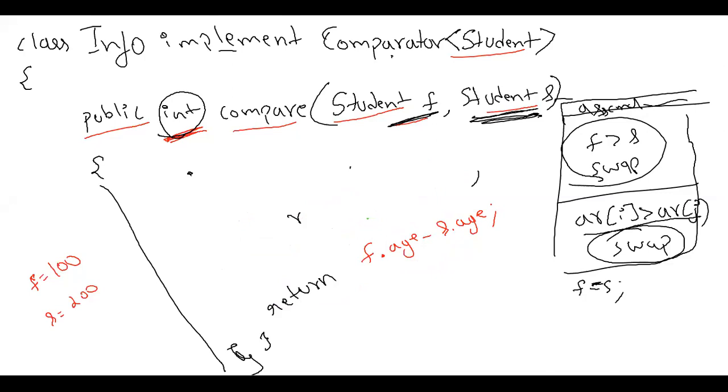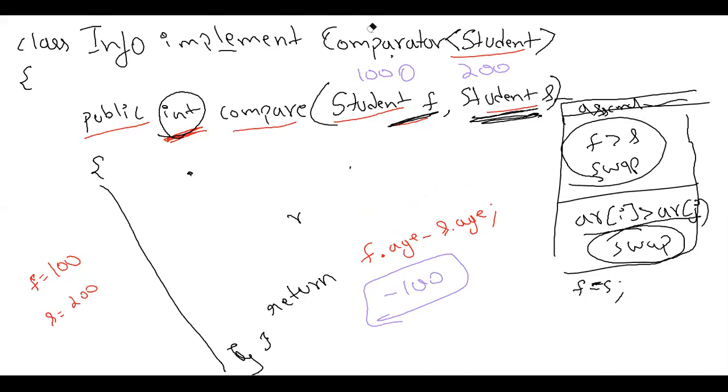Now let's imagine what will happen. Let's imagine the first number is 100 and the second number is 200. The first number is smaller than the second number. We should not swap. This is in the proper order. So it will come here. What is f dot age? 100 minus s dot age, 200. What is 100 minus 200? Minus 100. You are returning minus 100, which means don't swap. Yes, we are not swapping. Let's imagine we have 1000 here. The first number is 1000.